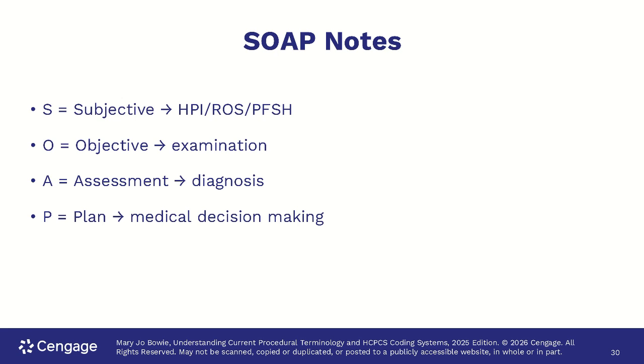Generally speaking, the clinicians are going to document in what is known as a SOAP note format. So, that information that I just talked about, HPI, review of systems, past family social history, that's known as the subjective portion of the note. Objective is when they actually examine the patient. And then assessment is the diagnosis, and the P plan, what they're going to do about it. That is where you will see the medical decision making.